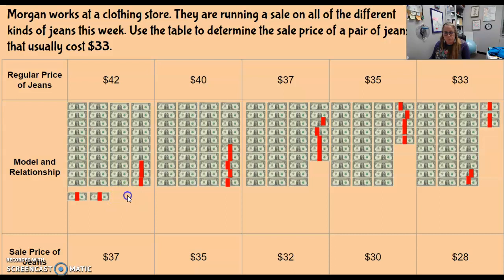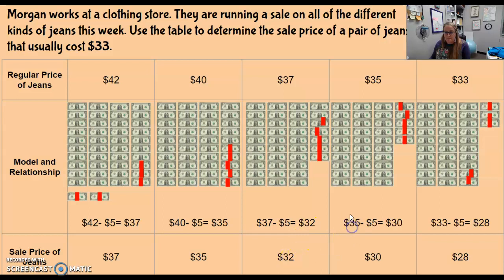So I started with $42 and I took away, how much did I take away each time? That's right, I took away 5. So since I took away those 5, that gave me my 37. Let's see if that worked for this one. I started with 40, I took away 5, and I have $35. I started with 37, I took away 5, and now I have 32. I have 35, I took away 5, now I have 30. I have 33, I took away 5, and now I have 28.